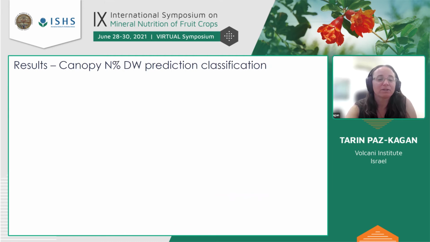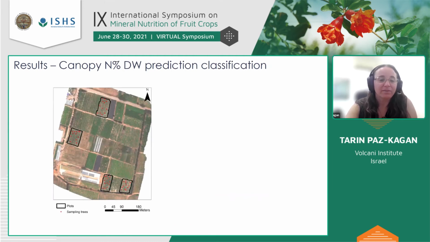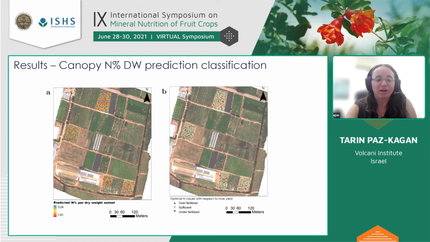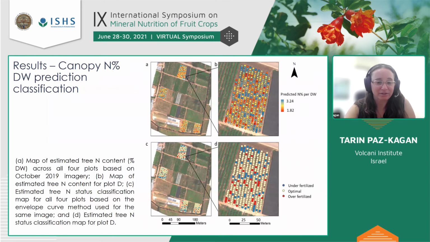So based on the sampling trees, we had the ability to develop a prediction model of N content for each tree. Based on the envelope curve, we can classify those values and see where in the overall area of the orchard we've got over-fertilization, under-fertilization, or sufficient fertilization.